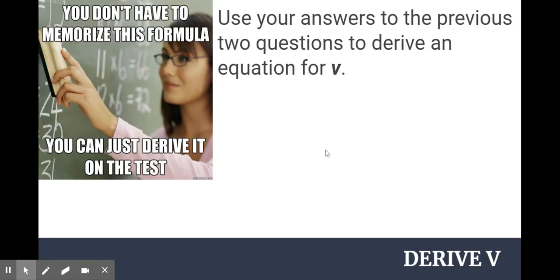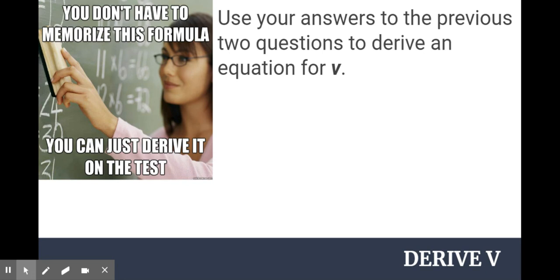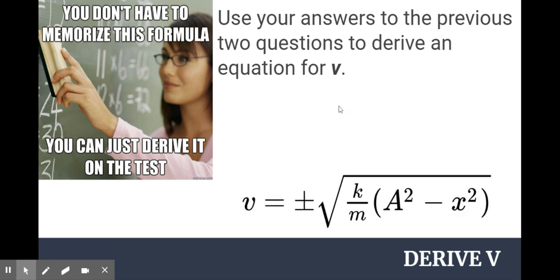Now, you're going to use these two answers, and what I want you to do is try to derive an equation for the velocity at any given point. If you do that, you're going to get this equation right here. This equation can be a useful equation if you need to figure out the velocity of a mass that's oscillating on a spring at different locations during its oscillation.